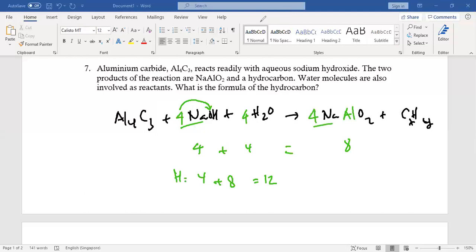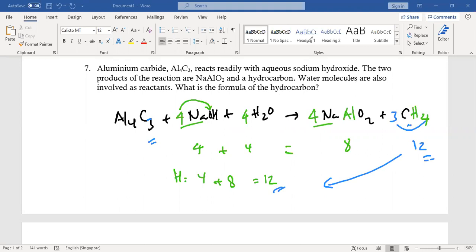All right, so instead, I would say that this one could be CH4, right? So CH4. Why? Because when I put 3, there will be 12 hydrogens only, which matches the hydrogens that I have on the left-hand side. But then it's also matched with the number of carbon that I have here. So I have 3 carbons, and then I also have 3 carbons there. So I already balanced this equation.